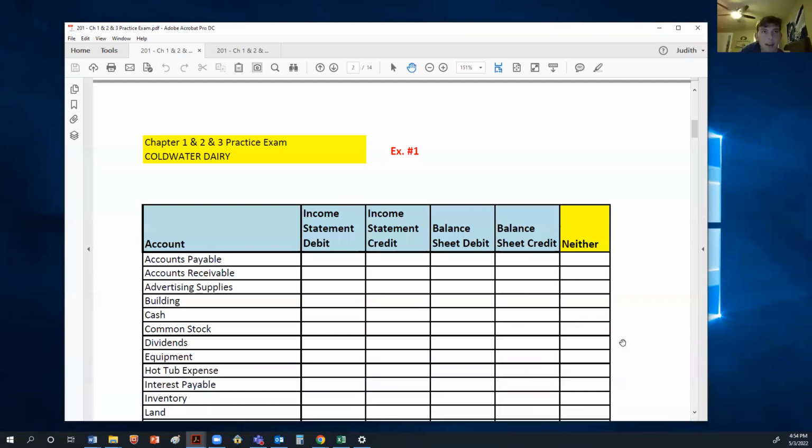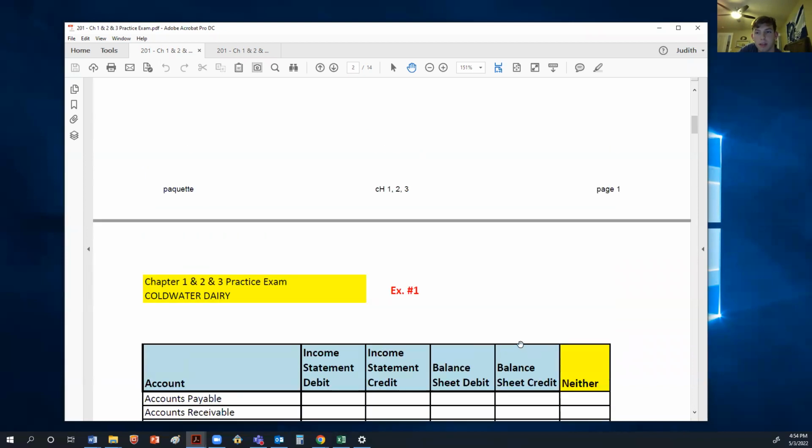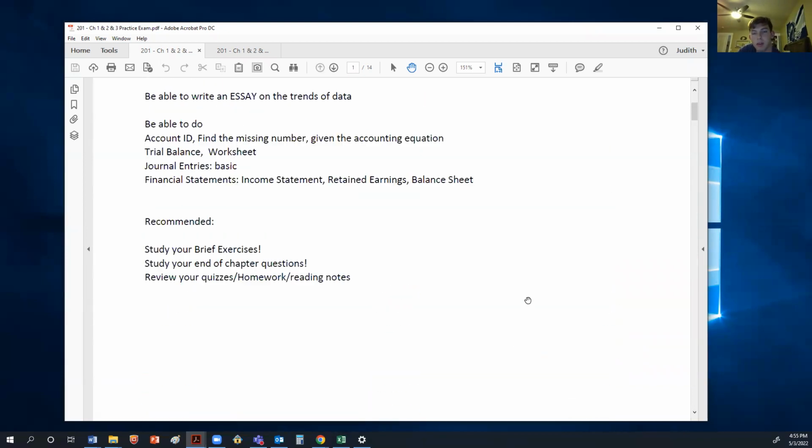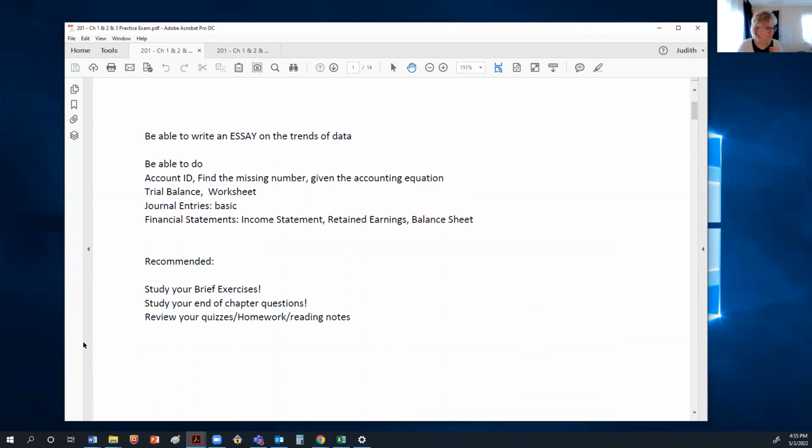Yeah, Hunter. Are there any concepts that aren't mentioned in the practice exam that will be on the midterm? So what I did was I put this in the front: know your brief exercises. It's possible that there's an exercise in the exam that was in your homework, but it's not on the practice exam.